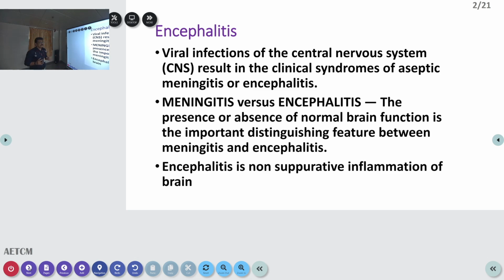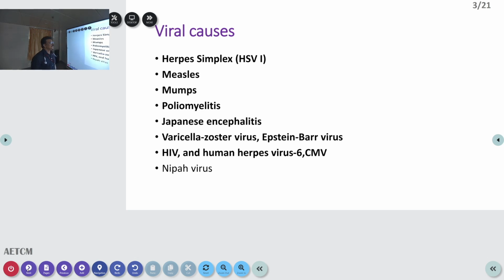But most of the time when we treat a patient, features of encephalitis or features of meningitis can be in the same patient. So encephalitis is a non-suppurative inflammation of the brain, whereas meningitis is a suppurative inflammation of the meninges. So here there will not be any pus, but the brain as such is inflamed.